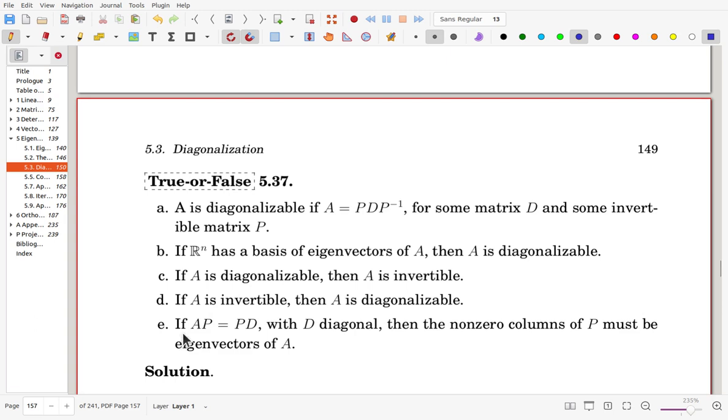If A is PDP inverse with D diagonal, then non-zero columns of P must be eigenvectors of A. We considered this one from a remark, so it is true. Right? Okay, that's the end of the section. Thank you.